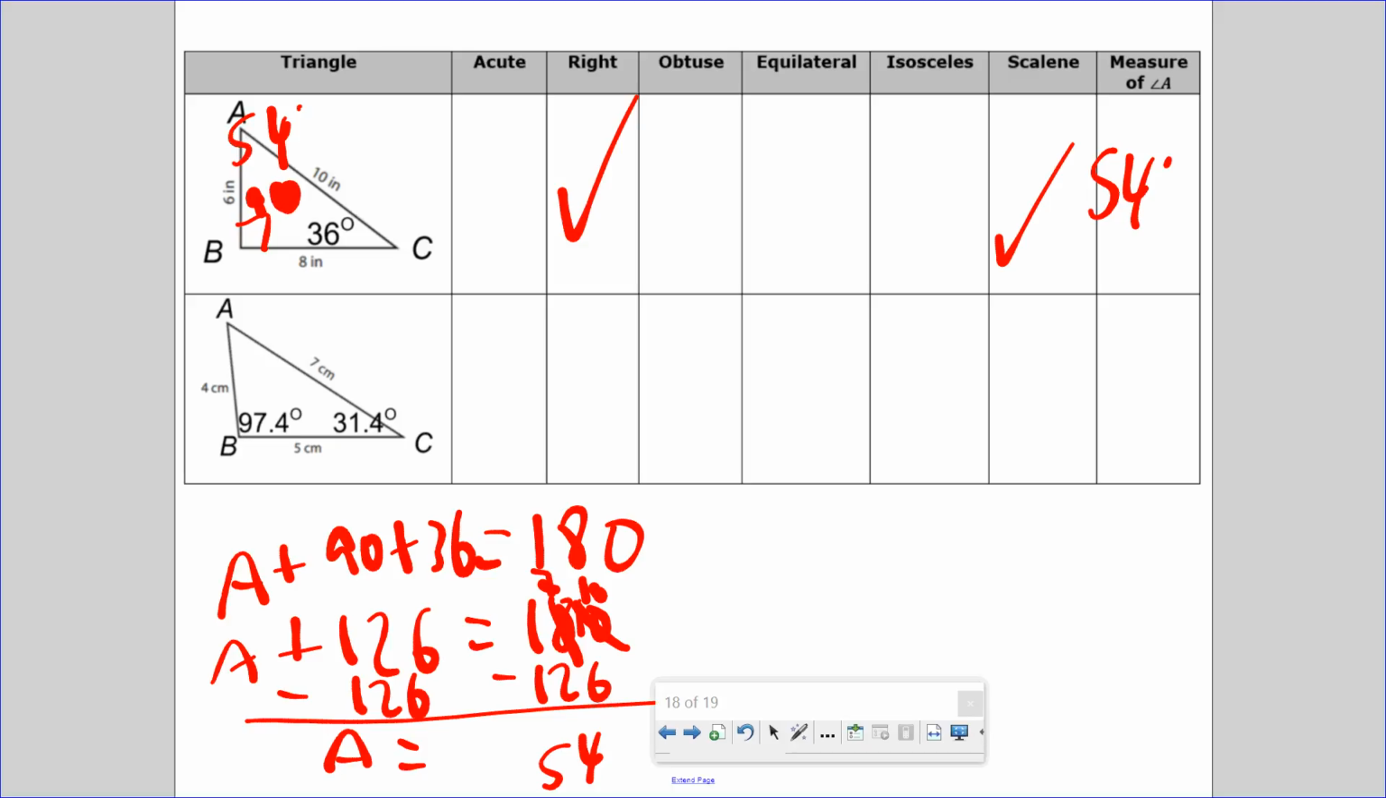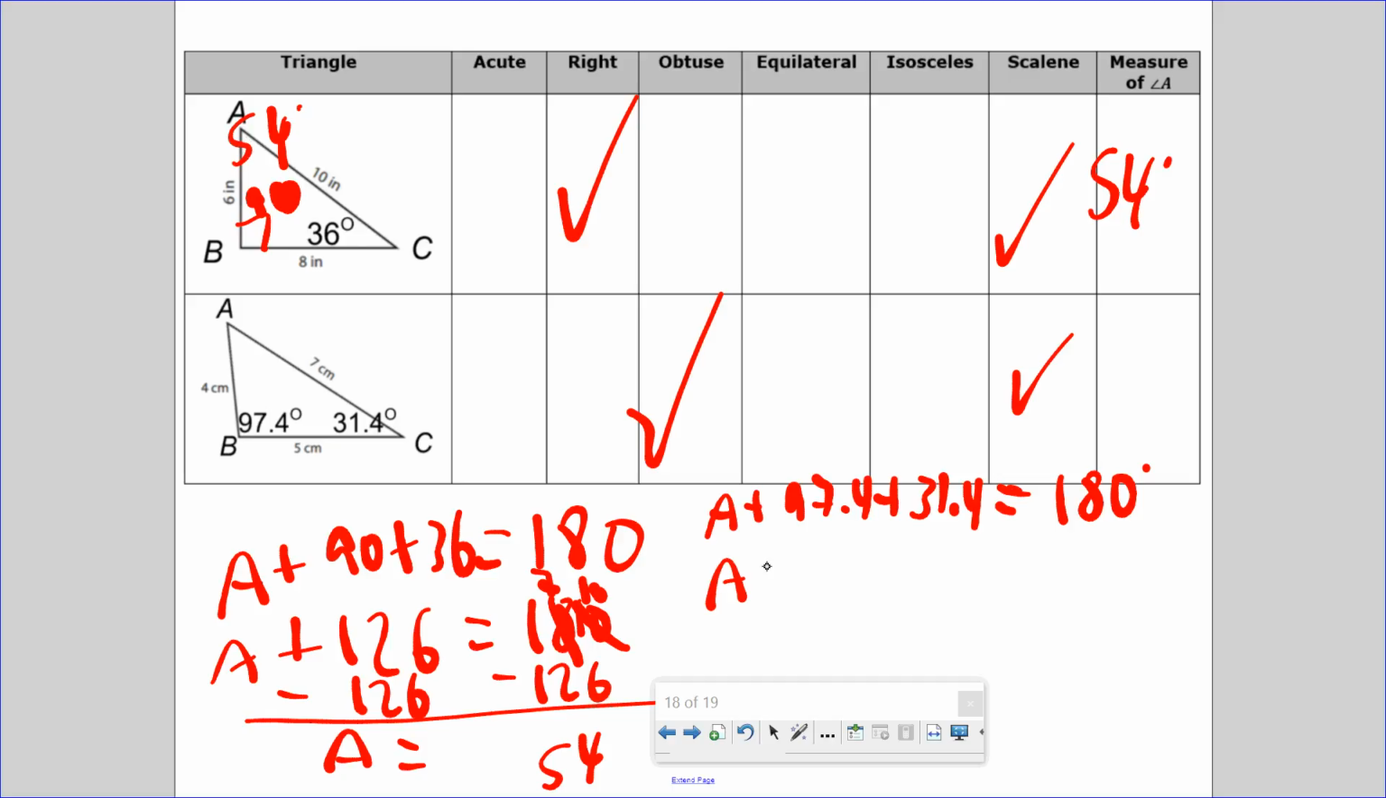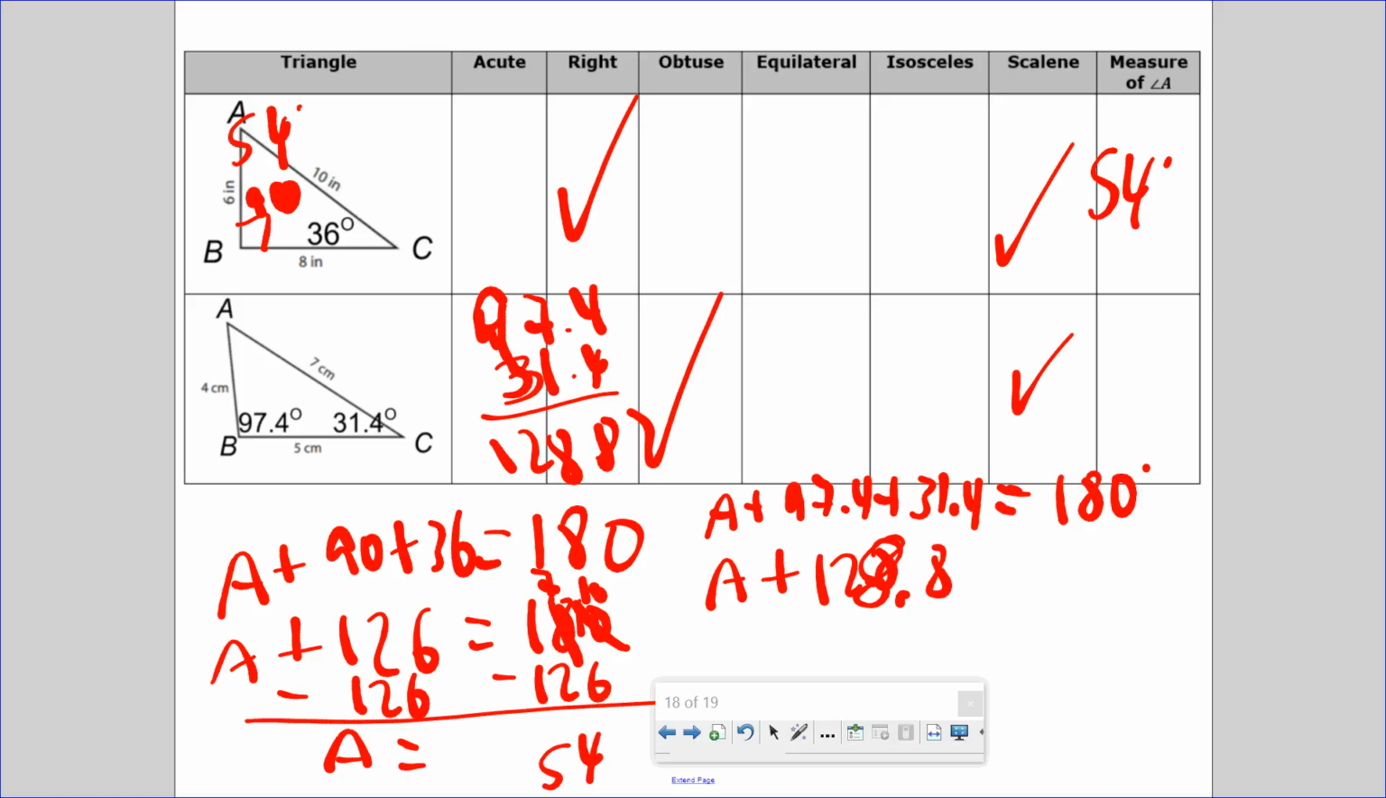And let's do our hardest one of all, an obtuse angle, more than 90. All the numbers are different, scalene. So if I add A plus 97 and 4 tenths plus 31 and 4 tenths, all three interior angles will add up to 180 degrees. If you add up 97 and 4 tenths to 31 and 4 tenths, 8, 8, 128, oh goodness gracious, it adds up to 128 and 8 tenths.